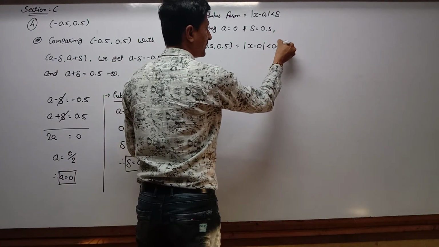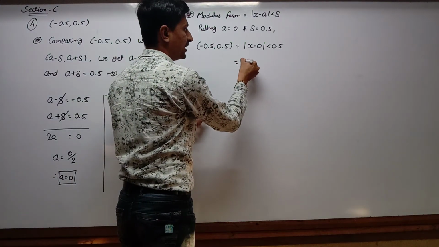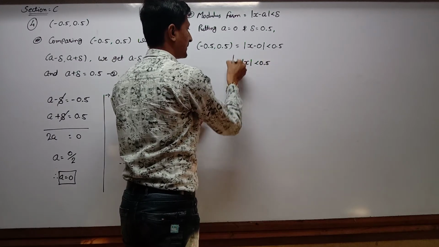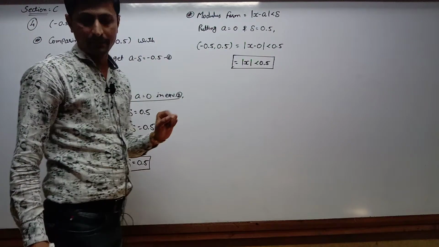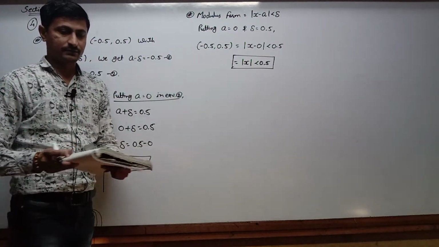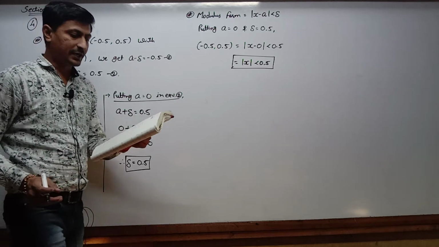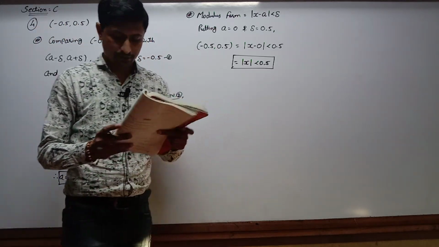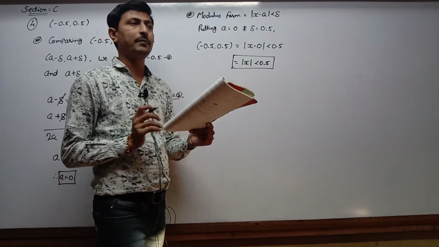than 0.5. x minus 0, so what will come in the next step? Only in modulus x less than 0.5. Your question number 4 is completed. Now next in question number 5, express the interval form minus 8.75 to minus 7.25 in neighborhood form.